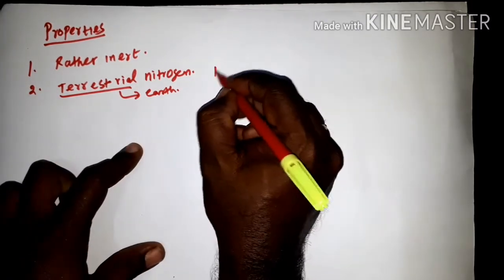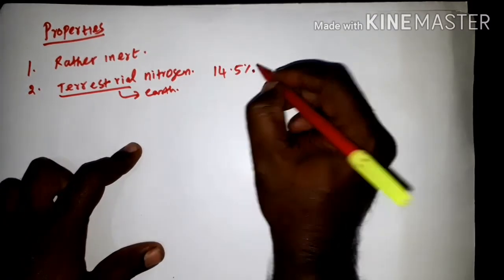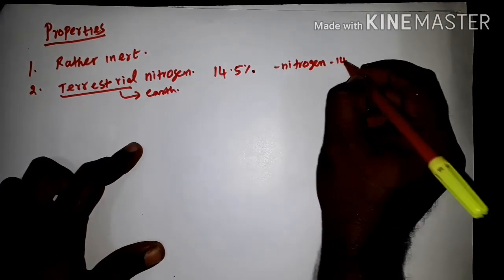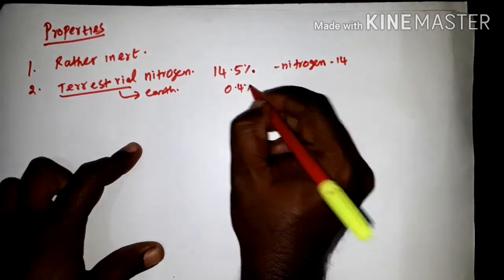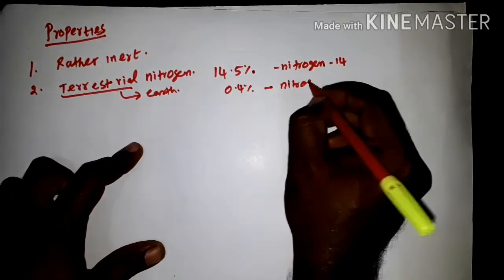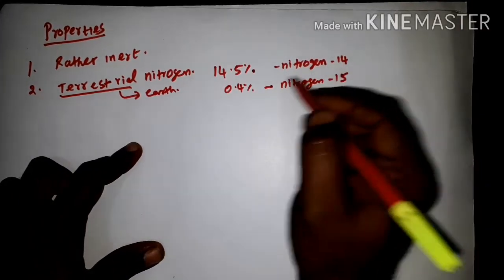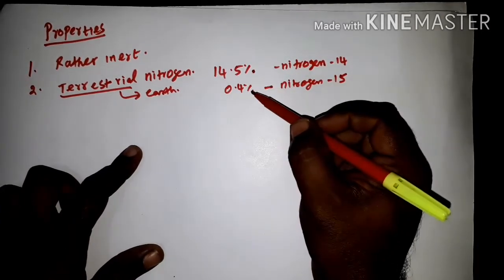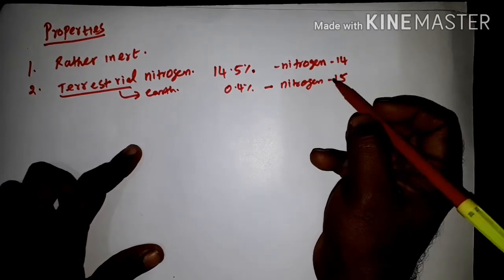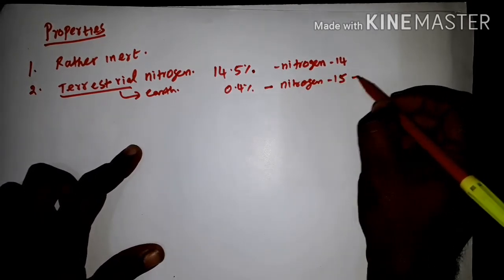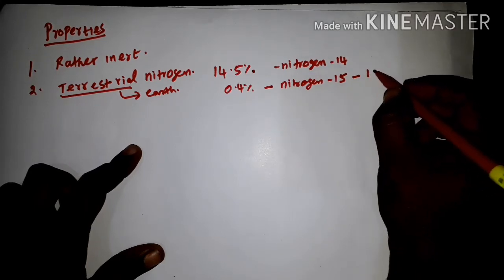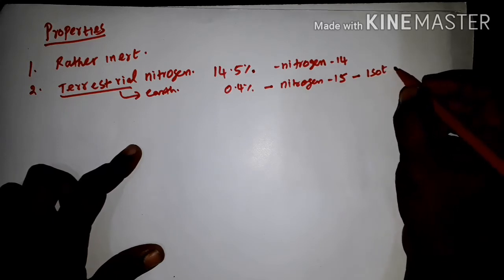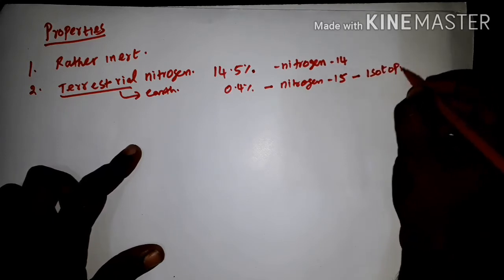Here around 14.5% is nitrogen 14 and 0.4% is nitrogen 15. So this nitrogen contains 14.5% of nitrogen 14 and 0.4% of nitrogen 15. This nitrogen 15 is used for isotopic labeling. Sometimes they may ask one more question. This nitrogen 15 is mainly used for isotopic labeling.